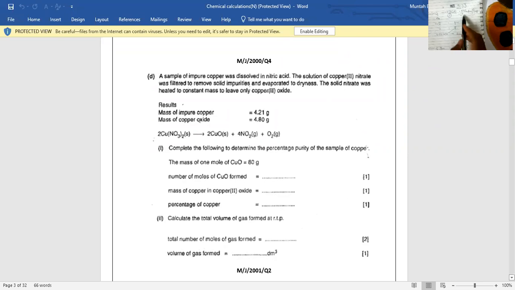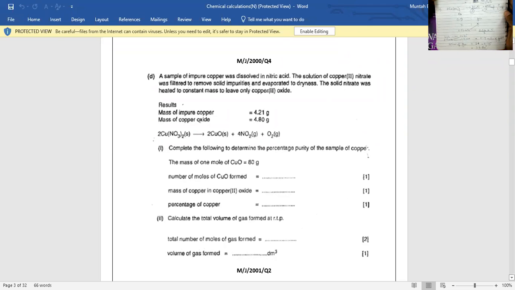Now this is both combined, nitrogen dioxide and oxygen, 0.15 moles of these gases. So what is the volume of gas? Simple. 1 mole has a volume of 24 dm cube. Can you see my working? Then 0.15 moles will have how much volume? So 0.15 multiplied by 24, and I get this. So this is the volume of gas being produced.